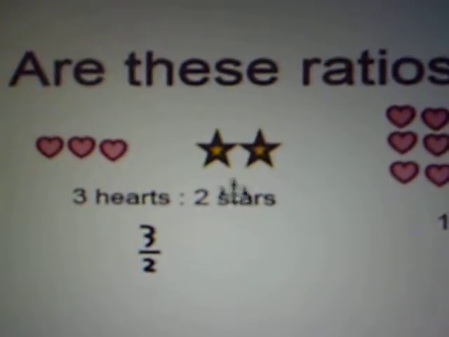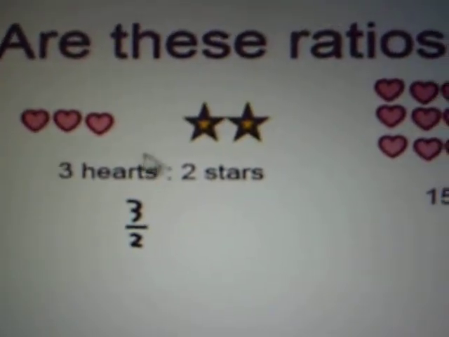A quick ratio review is that a ratio is a comparison of two quantities. In this case, the comparison of hearts to stars. We have 3 hearts and 2 stars, so therefore the ratio is 3 to 2. 3 hearts to 2 stars.